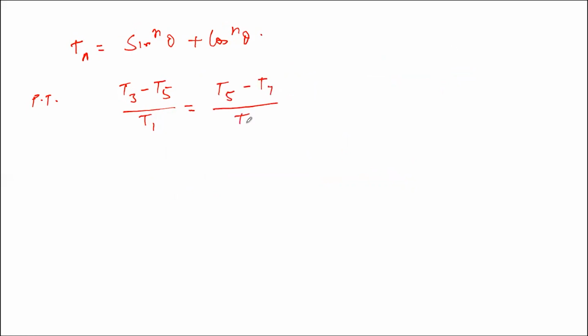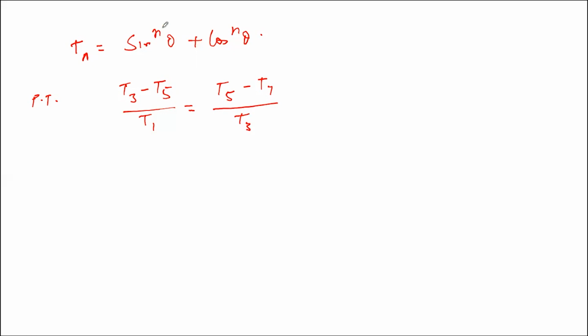If Tn is represented as sin^n theta plus cos^n theta, prove that (T3 minus T5) by T1 is equal to (T5 minus T7) by T3. This we have to prove.